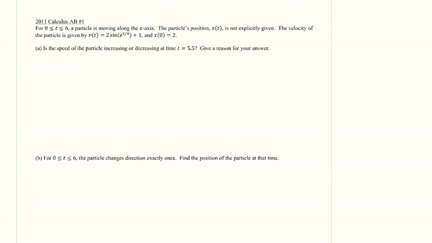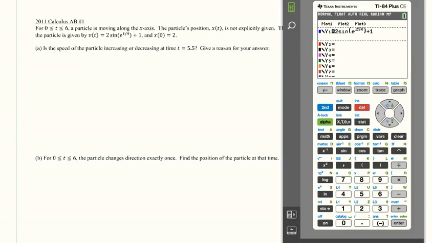Is the speed of the particle increasing or decreasing at time equals 5.5? Now, this is something that we need to talk about again. Speed increasing versus speed decreasing, speeding up, slowing down, that type of thing. Okay, so I've entered v of t into y1. And we remember that if we're asked if speed is increasing or decreasing, we need to check the sign of both v and a. So I'm going to quit for a second, and I'm going to find what v of 5.5 is.